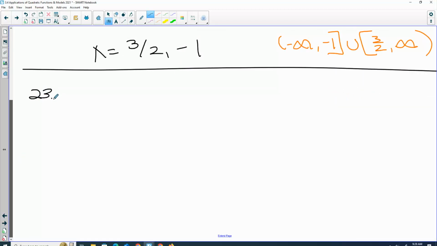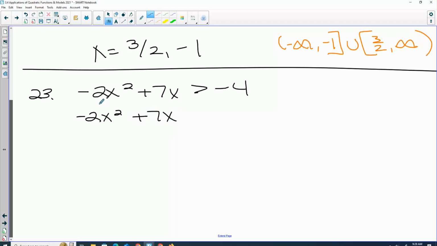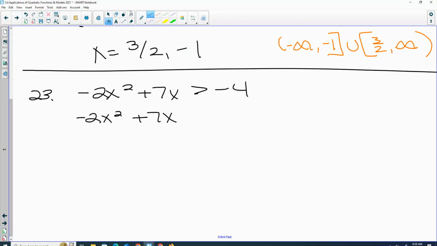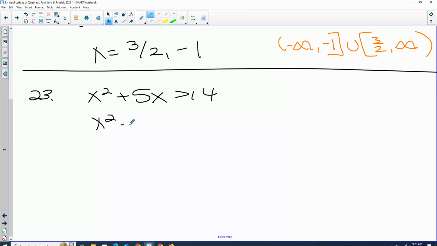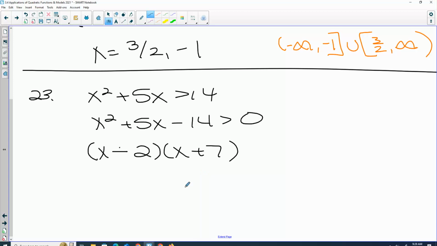So 23. This should be one of those. Okay, what do we do? Oops, we've done the wrong problem. Okay, how about 23? So subtract the 14. Okay, how does that factor? Pretend it's equal to 0, so that gives us a -7 and a +2.